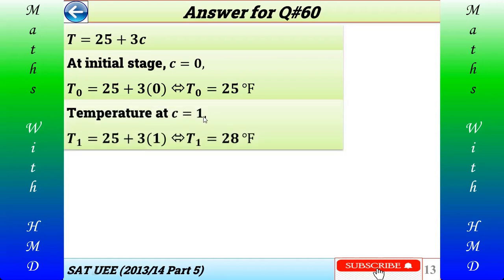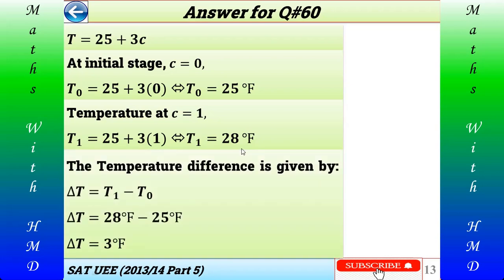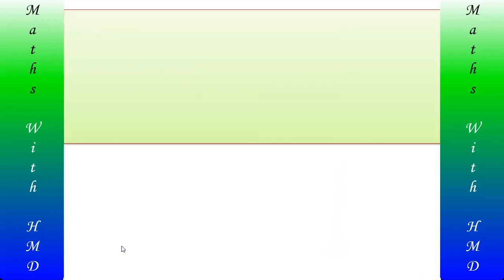So now the temperature at C equals 1, because it says the number of trips increases by 1. So T1 equals 25 plus 3 times 1. T1 equals 28 degrees Fahrenheit, right? The question asks the temperature difference. So the change in temperature equals T1 minus T0. That is, change in temperature equals 28 degrees Fahrenheit, which is found here, minus 25 degrees Fahrenheit, which is indicated here. So it is 3 degrees Fahrenheit. So the answer is D. The answer is D. Thank you very much.